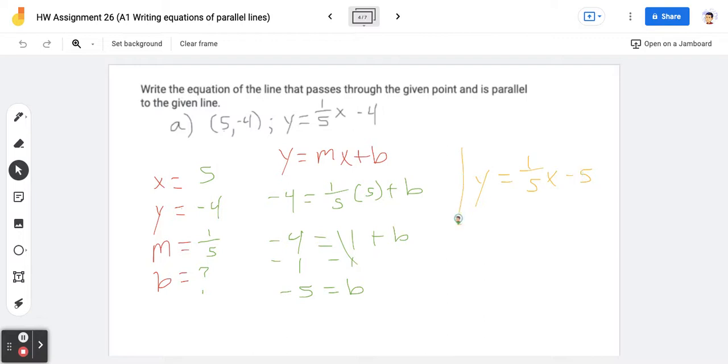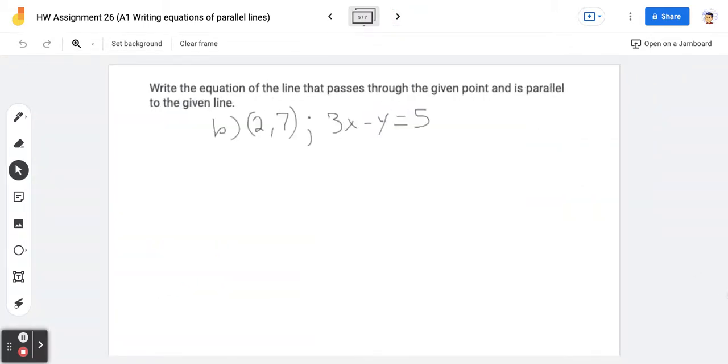So this is an equation that has a slope of 1/5, so a parallel slope, different y-intercept. And if we wanted to check it, we can take this coordinate, 5 and negative 4, substitute 5 for x, substitute negative 4 for y, and we'll find out that it does in fact fit our equation.